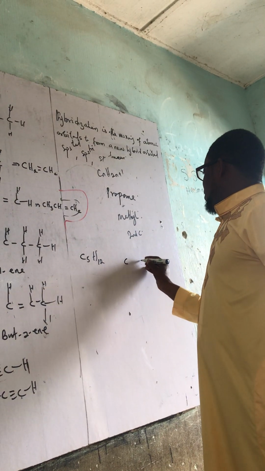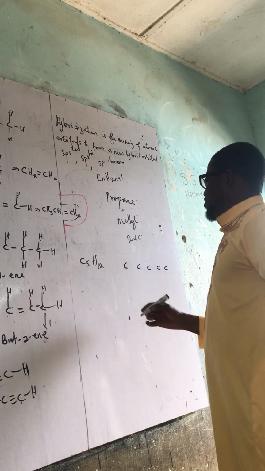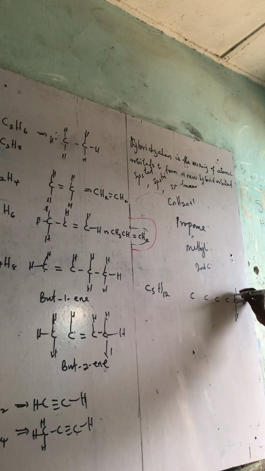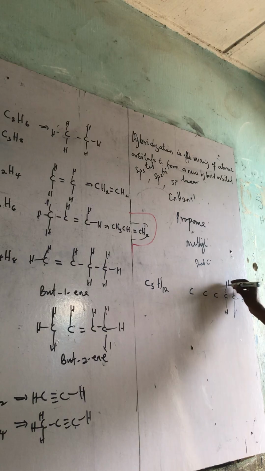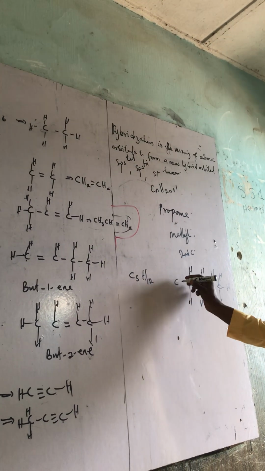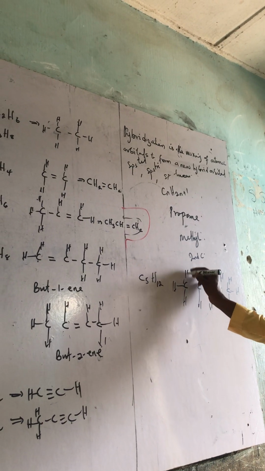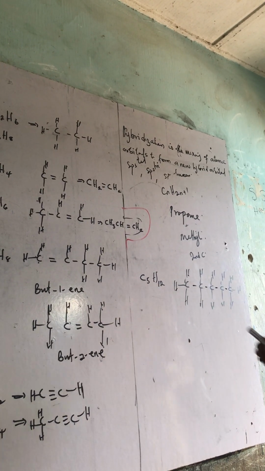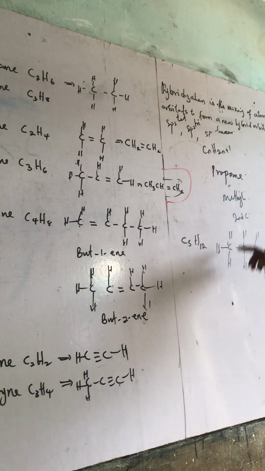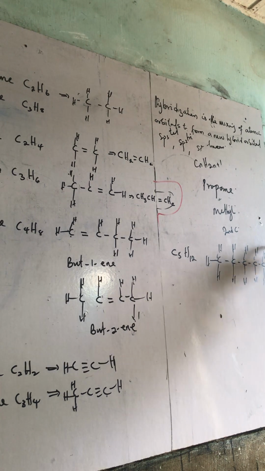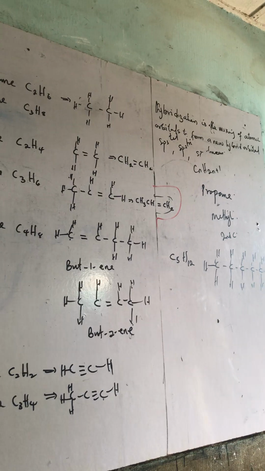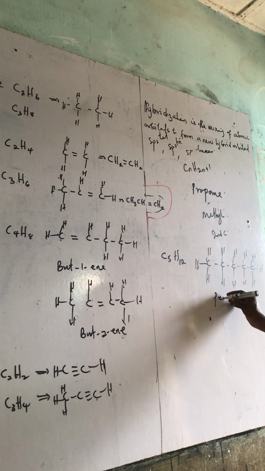So let's have the structure now. I have hydrogens, and then I have the single bond in between them. 1, 2, 3, 4, 5 carbons. Then let's look at the number of H: 1, 2, 3, 4, 5, 6, 7, 8, 9, 10, 11, 12. This structure we have on the board is called pentane. Sorry, pentane.